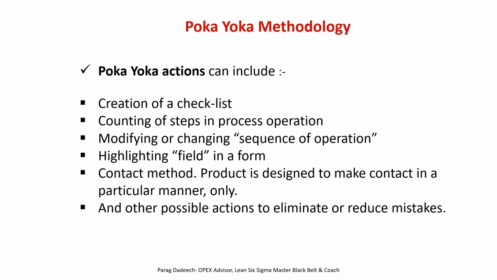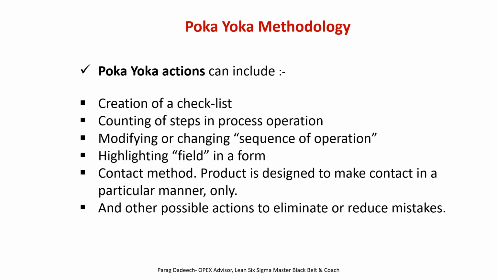Some of the actions which you can take when implementing POKA YOKA in your process. Creating a checklist or counting of steps in a process operation to ensure that you have not missed out any critical step. These are prevention type of POKA YOKA which makes sure that you have completed all steps before you proceed on to the next step of your process operation. Other actions can be modifying or changing the sequence of your operation to make process more robust and error-free.